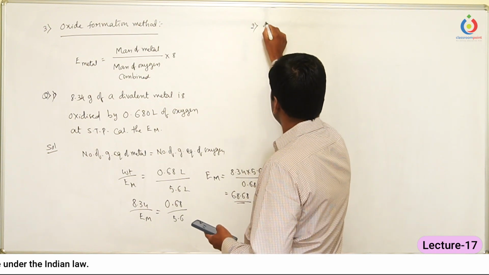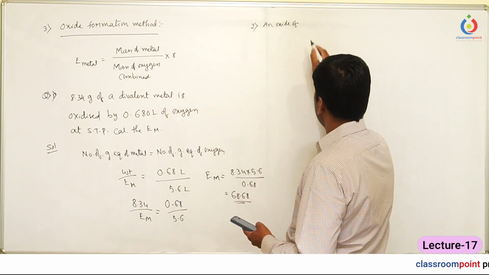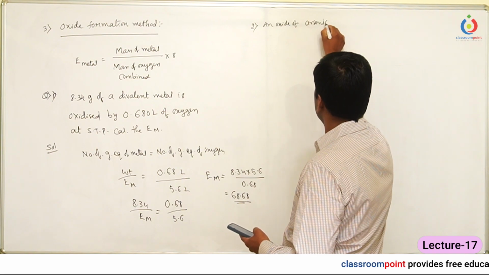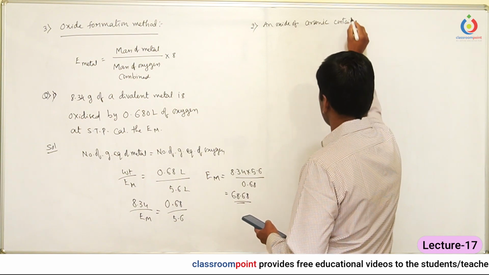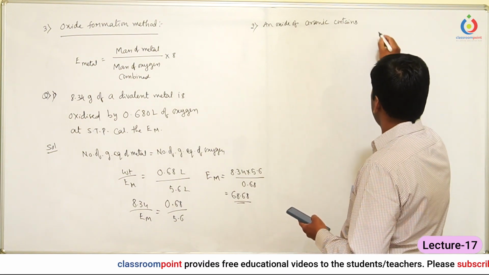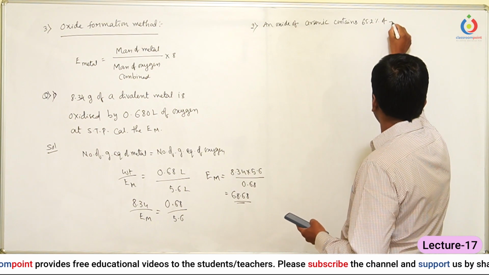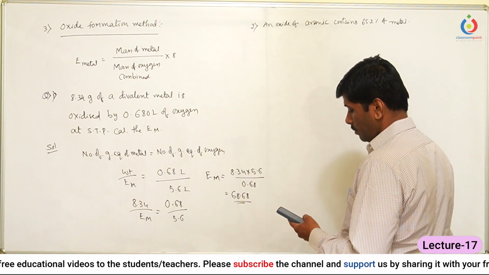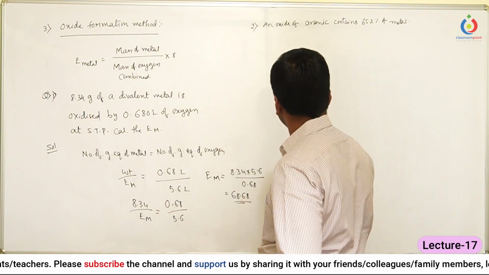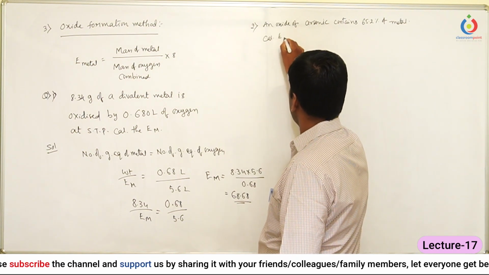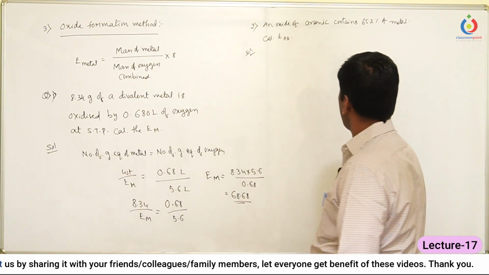An oxide of arsenic contains 65.2% of metal. Calculate the equivalent mass of the arsenic. That is what they asked. So let us see here.